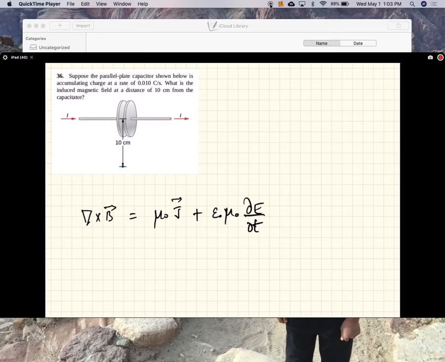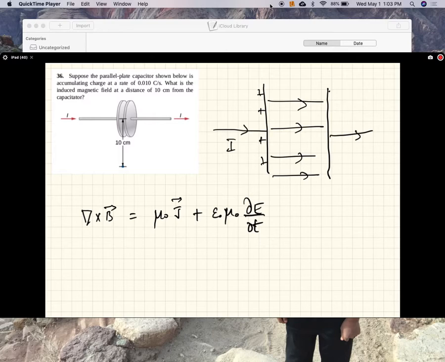So again, what I'm going to do is draw another side view of this thing. Here's the current flowing in. These are parallel plate capacitors. You can think of it as positive charges flowing here, and so this is charging this plate positive, which is creating an electric field in this direction.